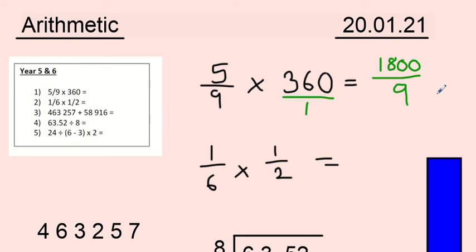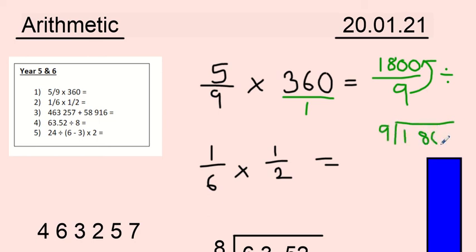Well done to all those people who are thinking, oh, I know, it's an improper fraction. Okay, so the top number, that numerator, is bigger than the denominator. So we need to simplify this fraction. We need to put it in its smallest or simplest form. And to do that, we need to divide. We're going to see how many times 9 goes into 1,800.